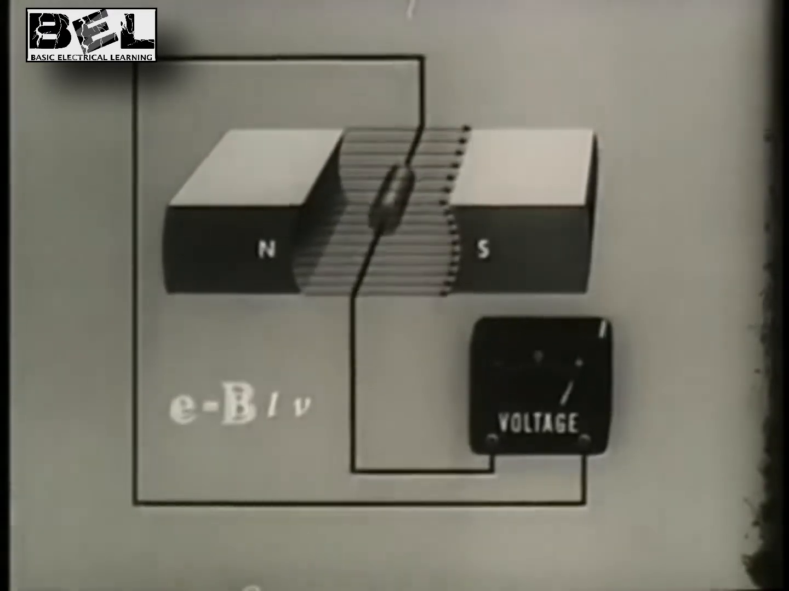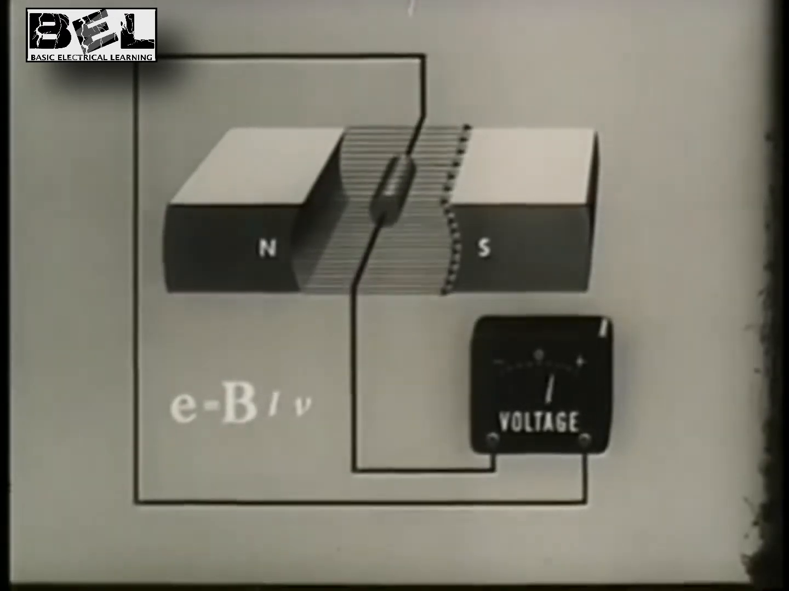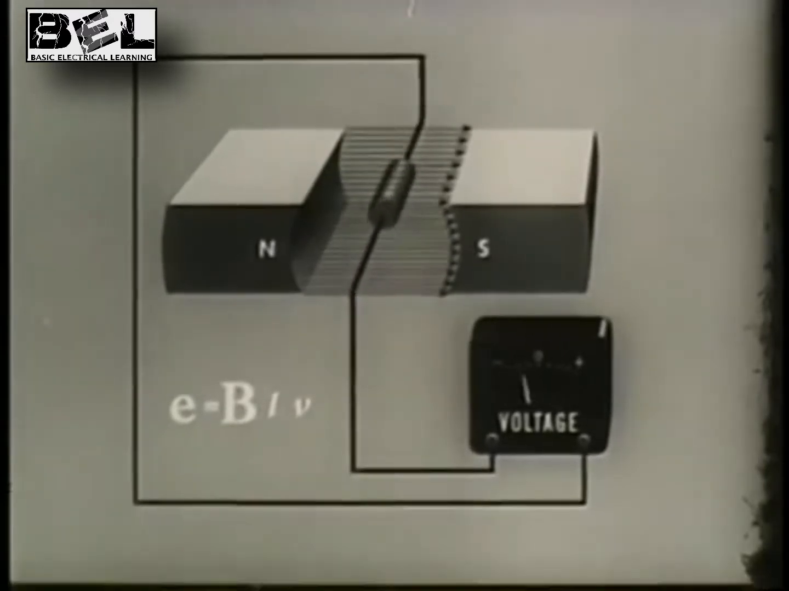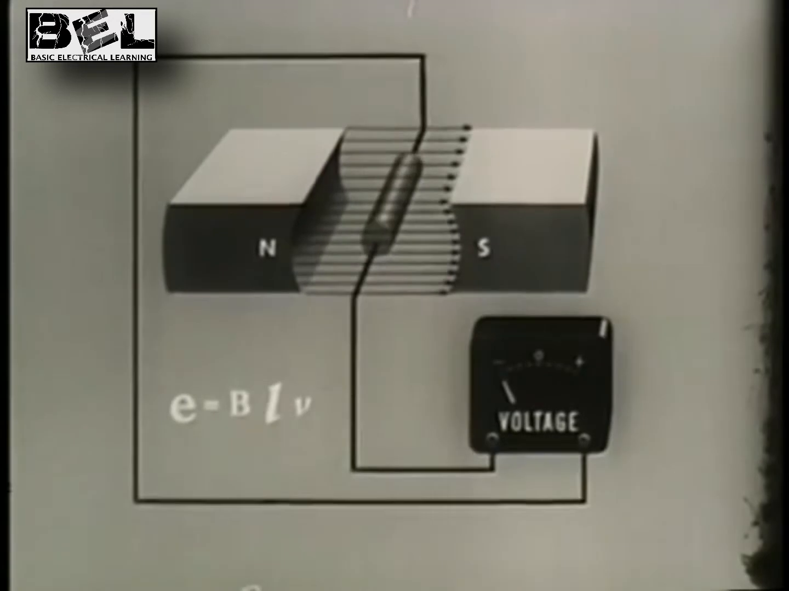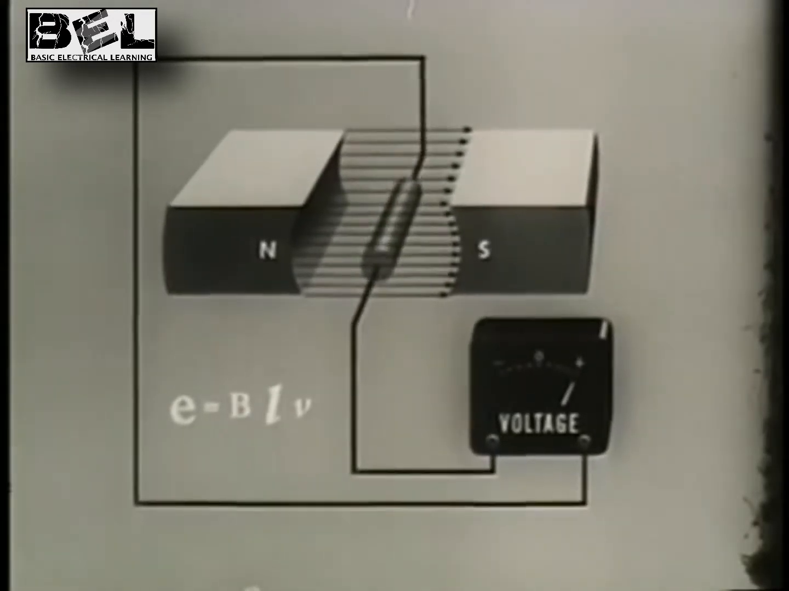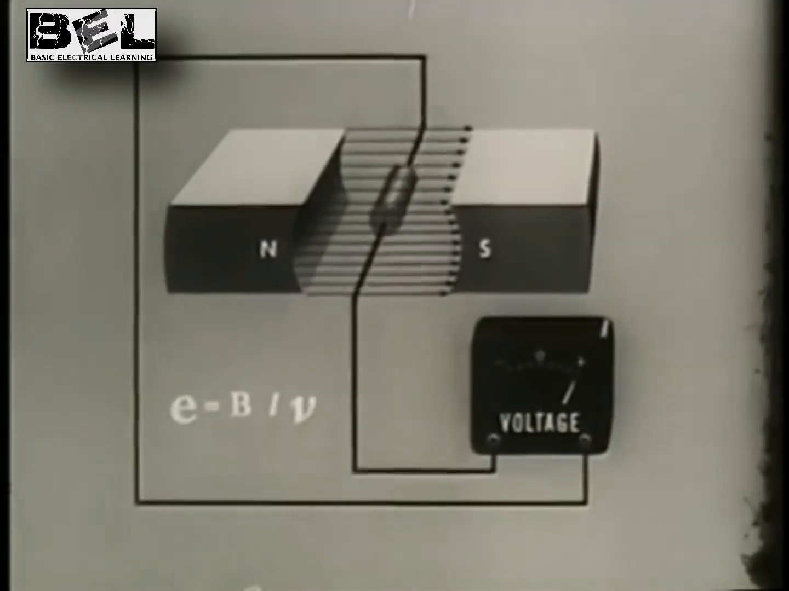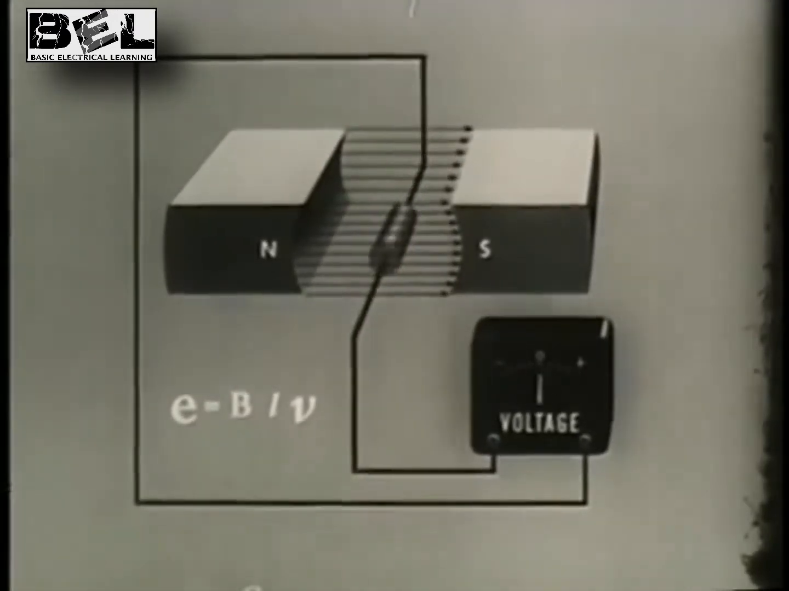An increase in the number of lines of force, or the strength of the field, increases the instantaneous EMF in the conductor. Increases in the length of the conductor cutting lines also increases the EMF. And finally, the greater the velocity of the conductor, the greater the EMF.